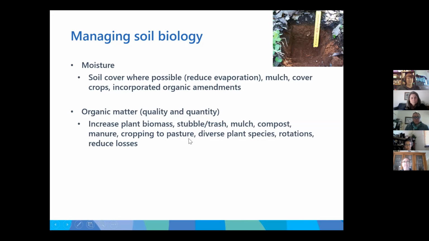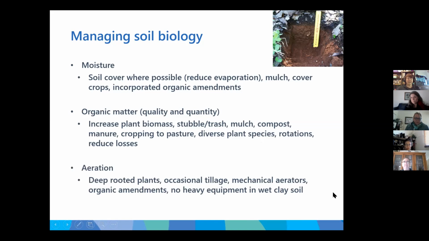If you convert cropping to pasture, that increases organic matter temporarily. You want diverse plant species, which can increase the different organic matter and the quality. You have different plant species decomposed into the soil. You could use rotations, and all you might be able to do is reduce your losses, and so that is maintaining your organic matter quantity in the soil.